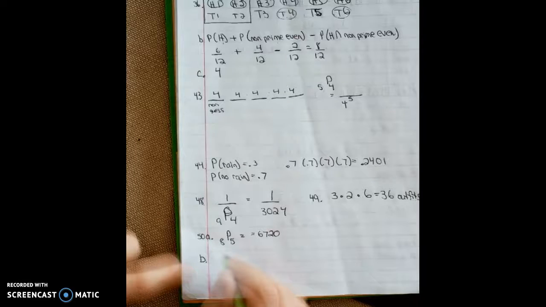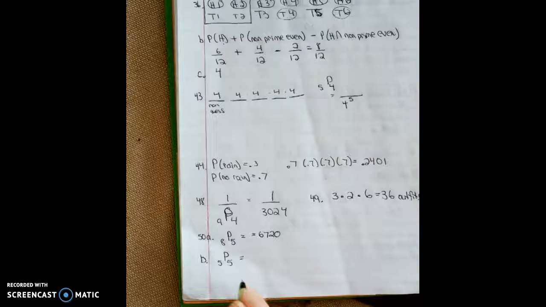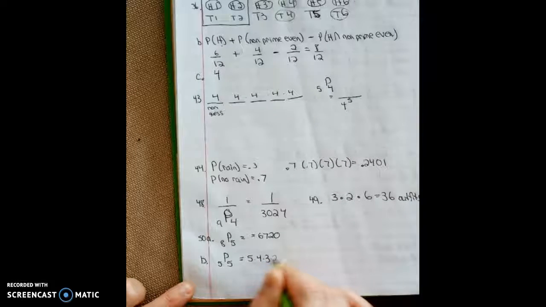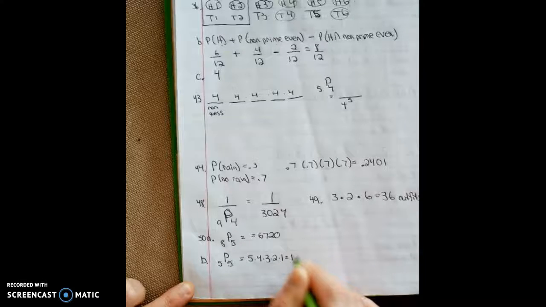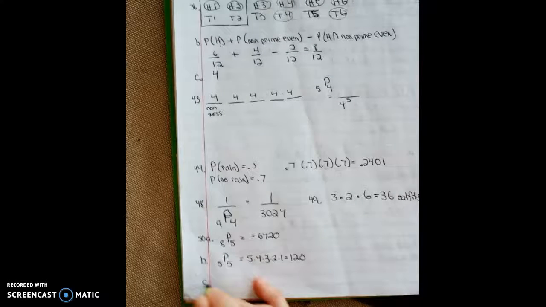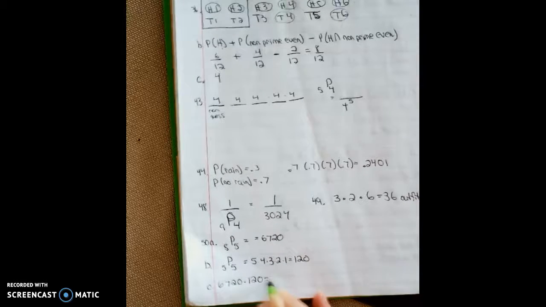So in that case we have 5 folders and we are ordering them all. So that's 5 times 4 times 3 times 2 times 1. We end up with 120. And finally it wants to know, utilizing those, how many total possibilities does he have? So we end up with the 6,720 times the 120.